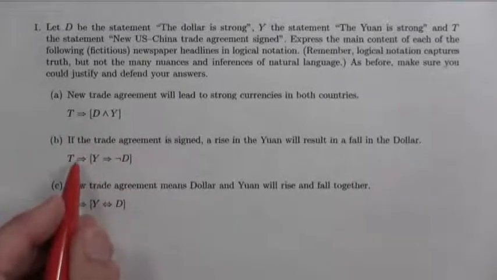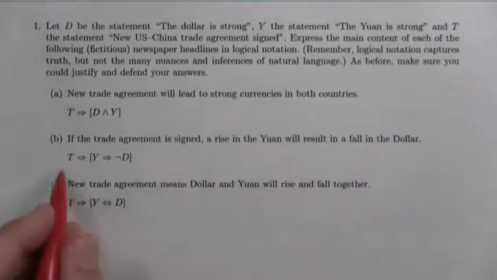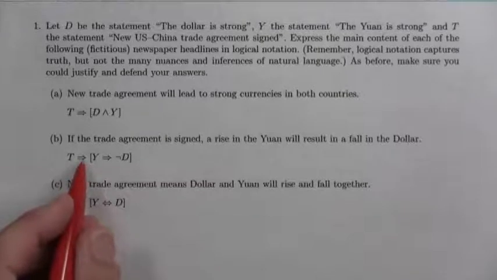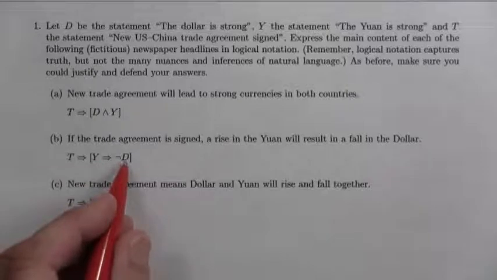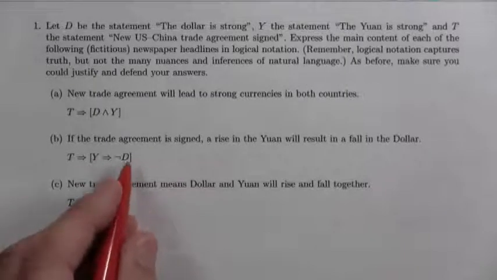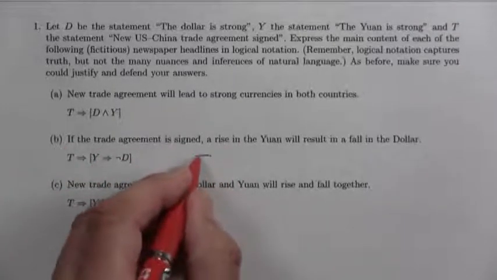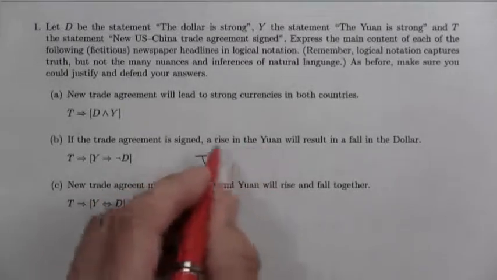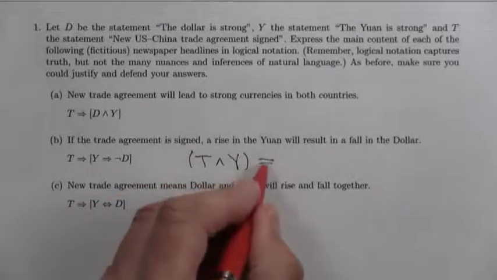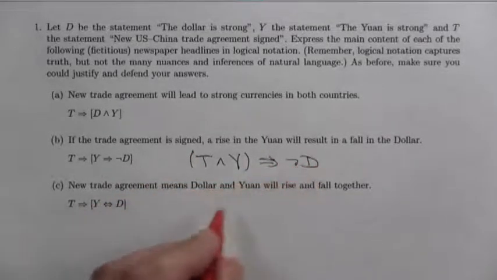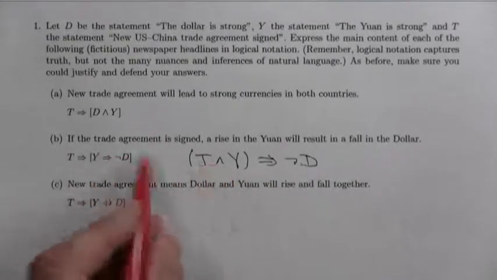Let's look at B. If the trade agreement is signed, a rise in the yuan will result in a fall in the dollar. So if we have the trade agreement, then it follows that if the yuan rises, the dollar falls. There's actually another way you could write that. You could say there are two preconditions here: if the trade agreement is signed and if the yuan rises, if those two things happen, then the dollar falls. And in fact, these two statements are logically equivalent.